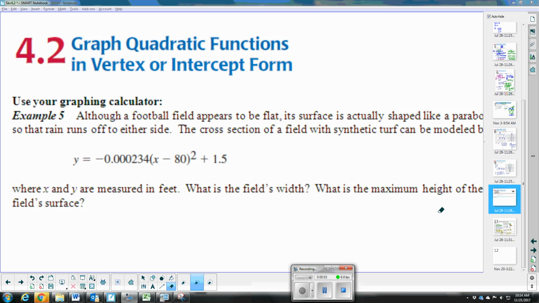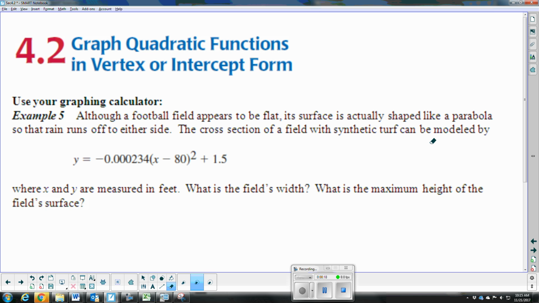Hi ladies, this is a continuation of lesson 4.2. It's about graphing quadratic functions in vertex or intercept form. We left off with intercept form, and this is a part where we can use our graphing calculator. So I'm just going to show you a few quick little tricks with your calculator to find the intercepts or the maximum or the minimum.